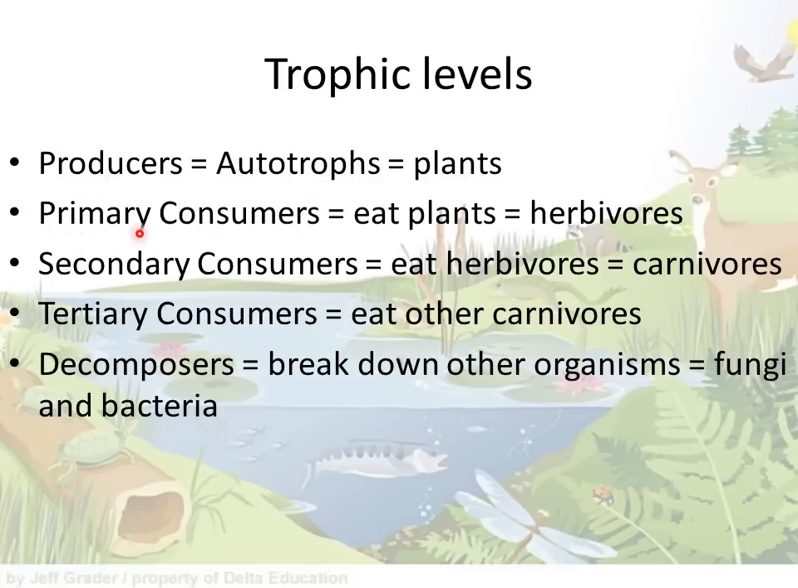Then there's primary consumers. So primary is like the first level, right? First level of consumers, and they eat the producers. So they eat plants. So they're herbivores, right? And then secondary consumers eat herbivores. So they eat the trophic level that was right before them. So they are carnivores. They're eating those herbivores. There's also tertiary consumers, and they eat other carnivores. So they eat the level that was right before them. And then there's decomposers. They're things that break down other organisms, and they'll break down all of these other trophic levels. They're things like fungi and bacteria.